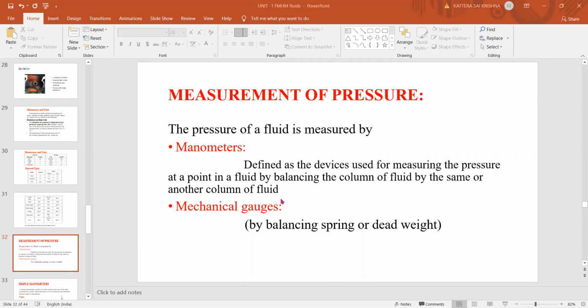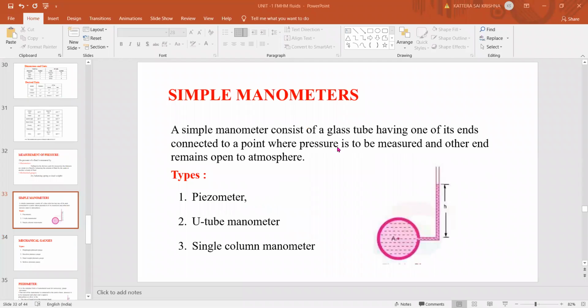Okay. Similarly, we have mechanical gauges. Here also, instead of seeing this column of fluids, we balance it by weight or some springs. By balancing the spring or dead weight, these devices will work, mechanical gauges. Okay. So in manometers, we have three types. The simple manometer, generally, that is the first one, is piezometer, then U-tube manometer, U, symbol U, not YOU, remember that, and single column manometer.